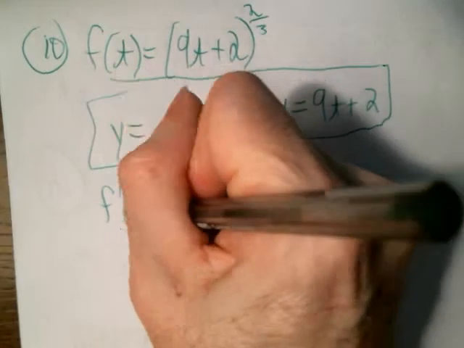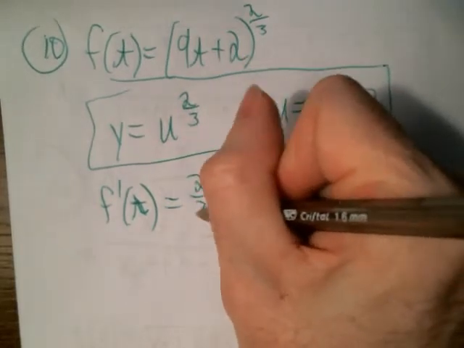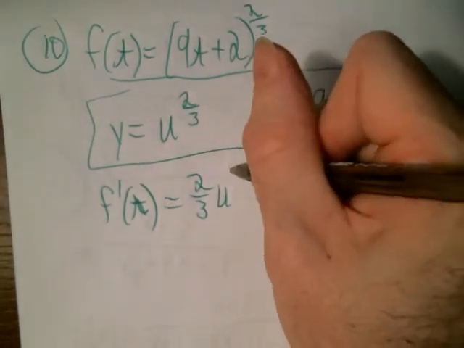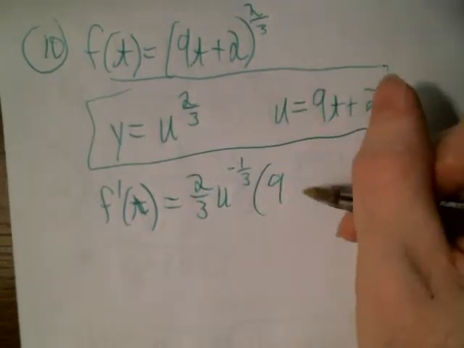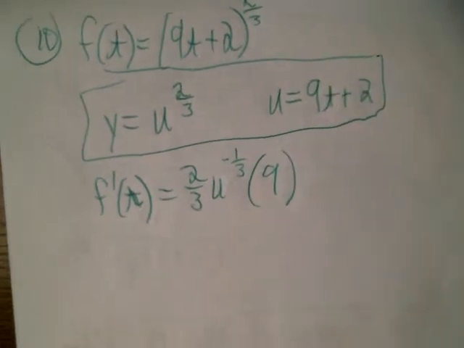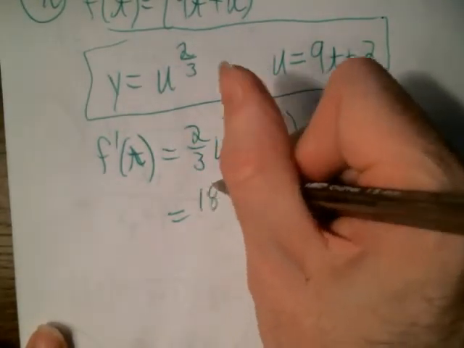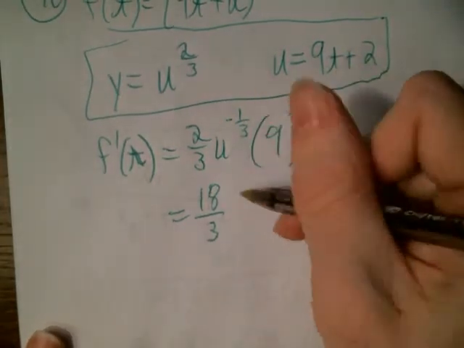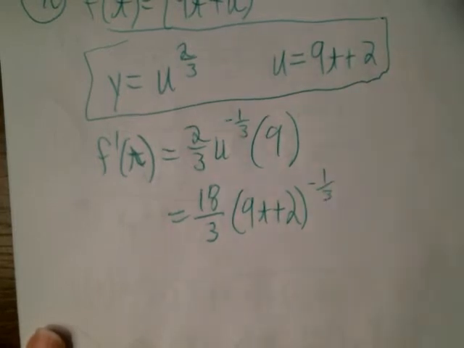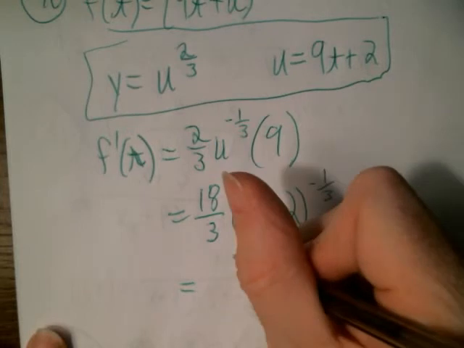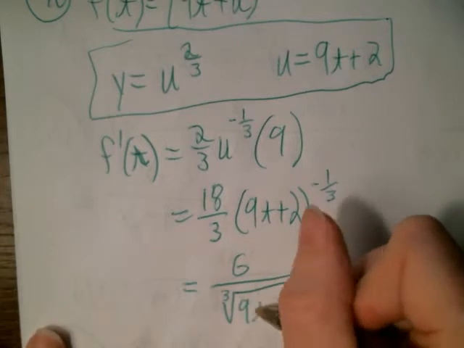For the derivative, you just take the derivative of the parts, this times this. The derivative of this is 2/3 u to the 2/3 minus 3/3, which is negative 1/3, and then times the derivative of this. The derivative of 9t is 9, and the derivative of 2 is 0. Then we can clean it up. 9 times 2/3 is 18 over 3, and then I have u, which is 9t plus 2, to the negative 1/3. 18/3 is 6. And if we drop this down into the denominator, we'll have 6 over the cube root of 9t plus 2.